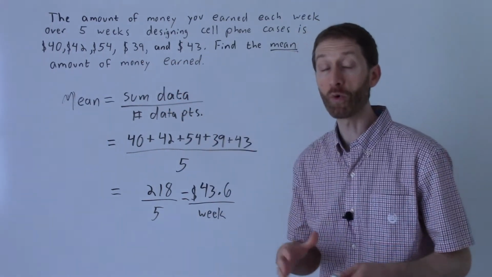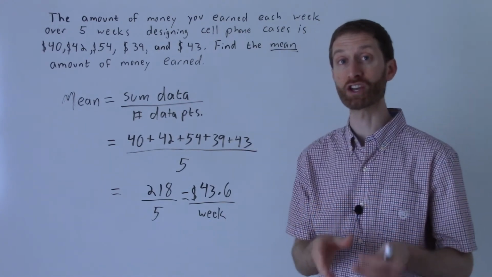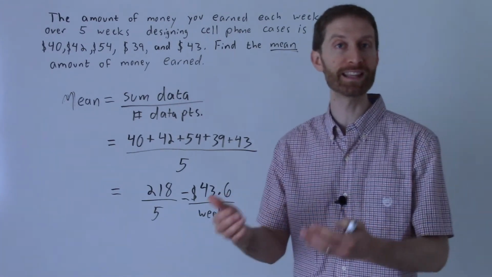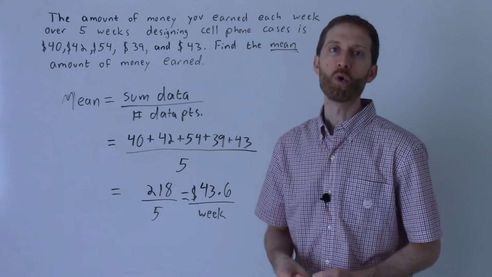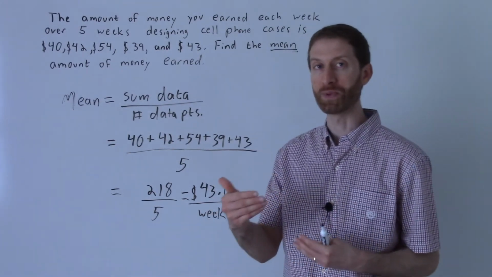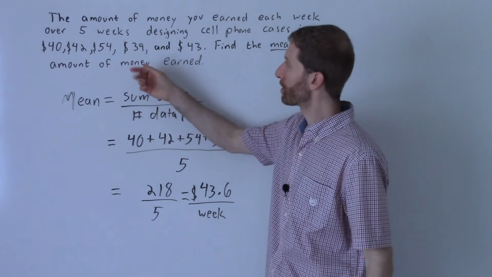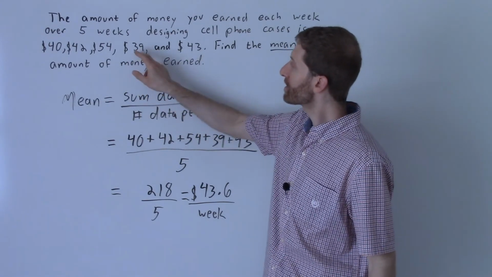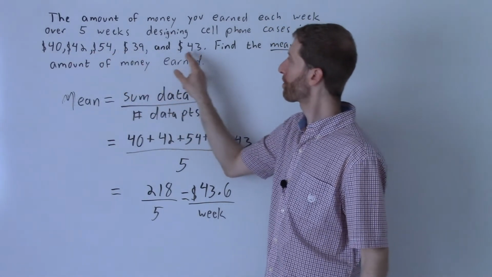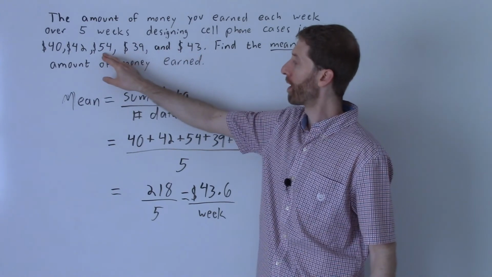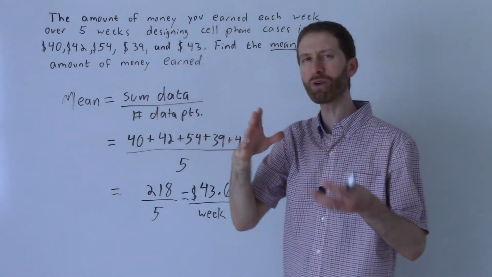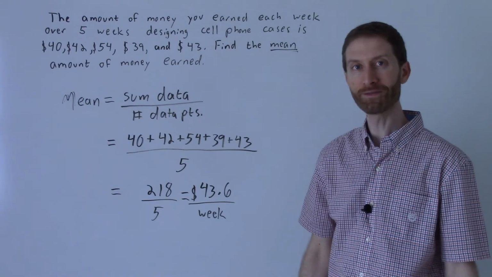A very cool measure of what we call central tendency. So it's our tendency, or where we expect to be in roughly the center of all the data. And if you look at all the numbers, 43.6 is somewhere in the middle. We have a couple of numbers below that, one number above it. So 43.6 is roughly where we expect to be. Very cool stuff.